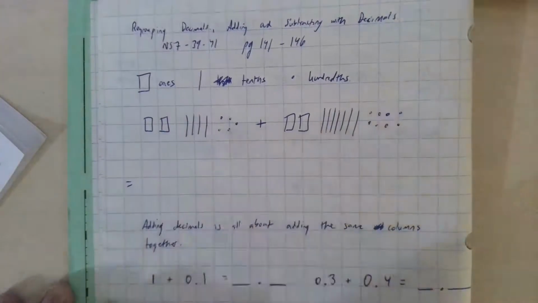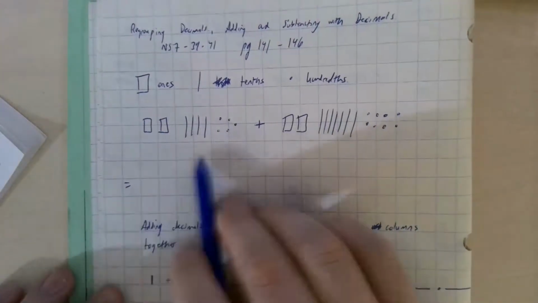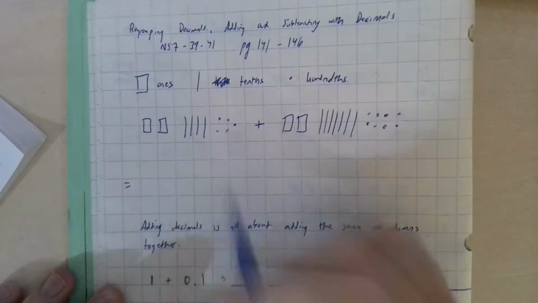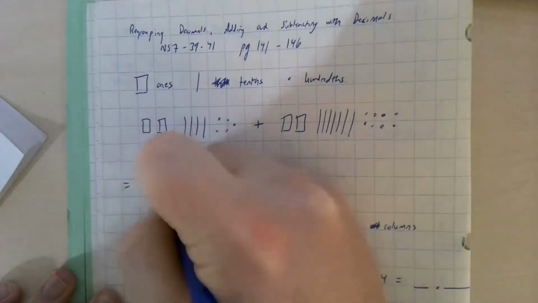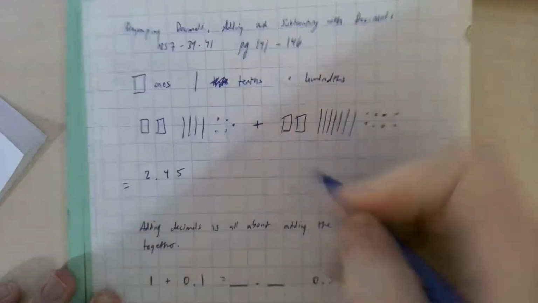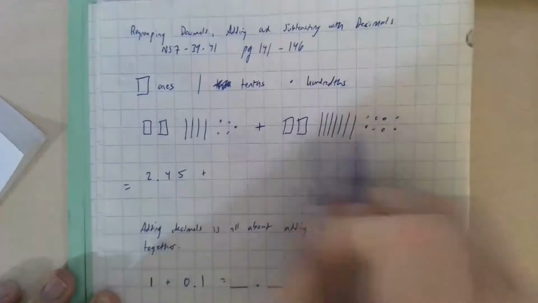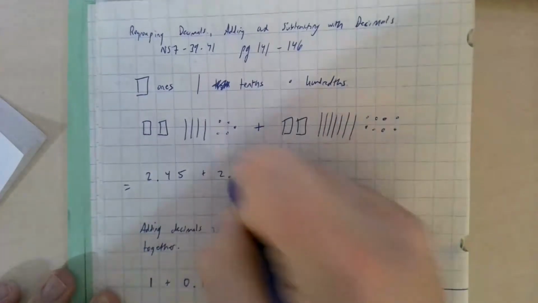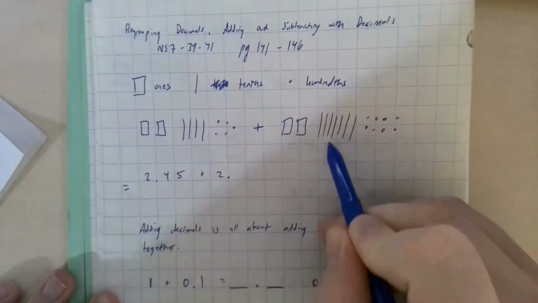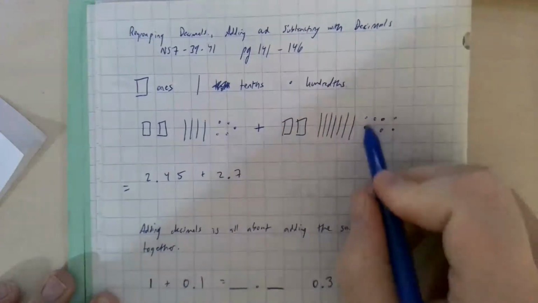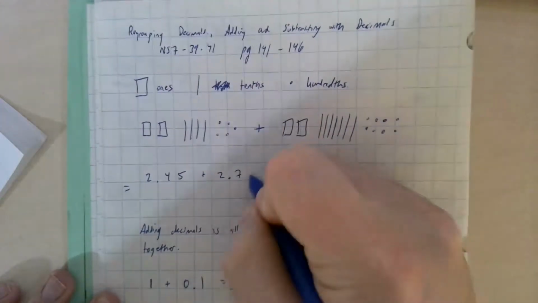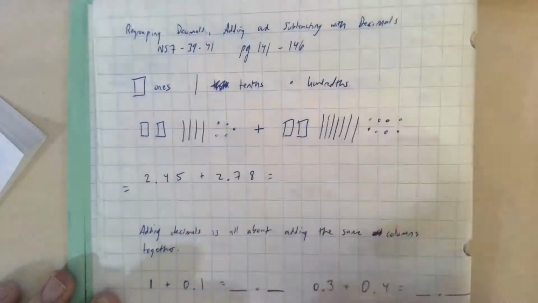So this one right here, we have 2 wholes, 4 tenths, and 5 hundredths. So I'm going to write that down over here, which is 2 wholes, 4 tenths, and 5 hundredths. And I'm going to be adding this number right here, which is another 2 wholes. I have 1, 2, 3, 4, 5, 6, 7 hundredths. And I have 1, 2, 3, 4, 5, 6, 7, 8 tenths. Now, what do I do with this?